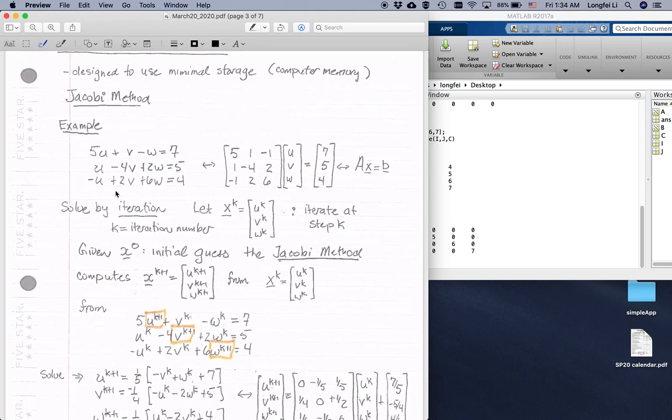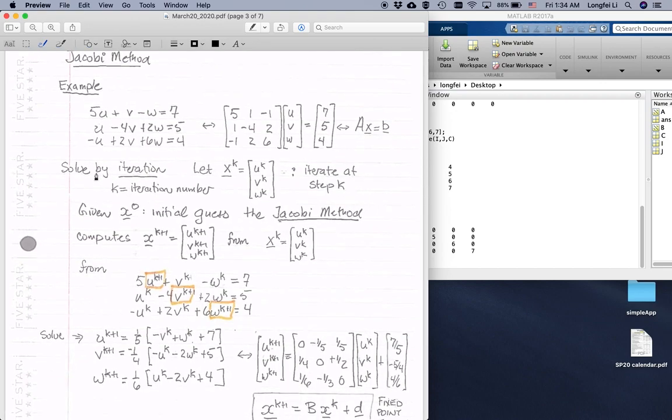So for example, if we want to solve this system of linear equations, 5u plus v minus w equals 7, u minus 4v plus 2w equals 5, and so on. Then if we write it in matrix form, it's like that. So this is my matrix A, and this is my right hand side. We're going to solve Ax equals b. So if we solve it by an iterative method, we let xk denote my approximate solution at iteration step k. Okay, so k is the iteration number.